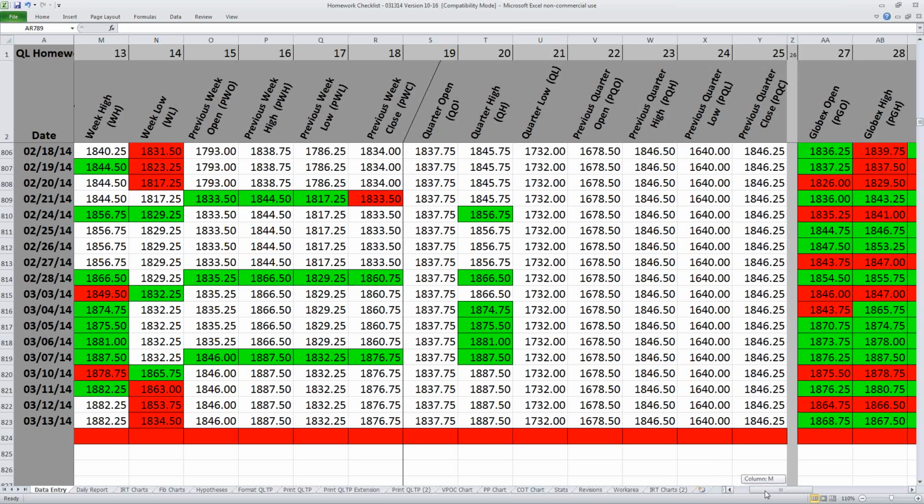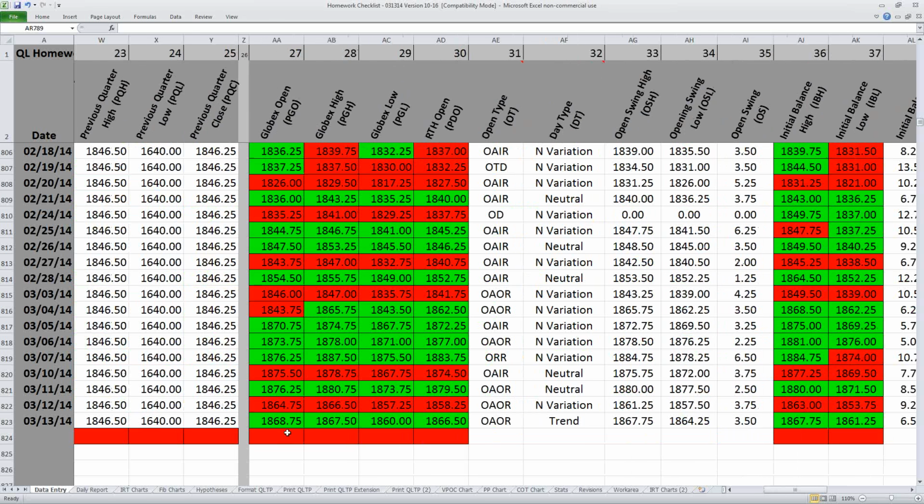Let's take a look at our numbers from yesterday. We opened in the Globex at 1868.75. We had Globex high at 1867.50, and we, that can't be right. Can't have a Globex open and a lower high. We'll have to take a look at that. Howard, if you can just check that out for me, please.